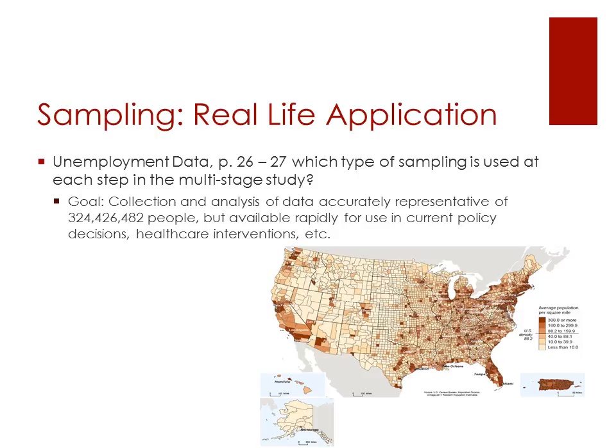So the goal here is the collection and analysis of data that accurately represents people in the United States of America, but is available rapidly for use in current policy decisions, healthcare interventions, etc. So, getting data regarding outcomes in 2012 and understanding it by the time we're in 2016 is not very useful. We need a rapid turnover so we have that data now to be able to make interventions and other appropriate policy changes.